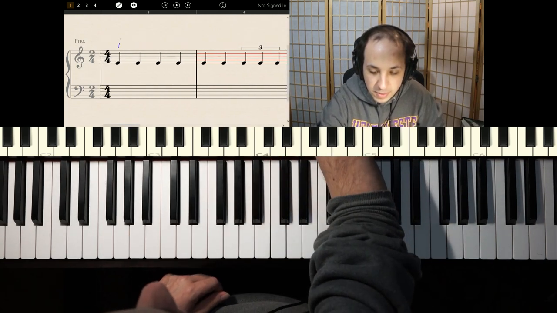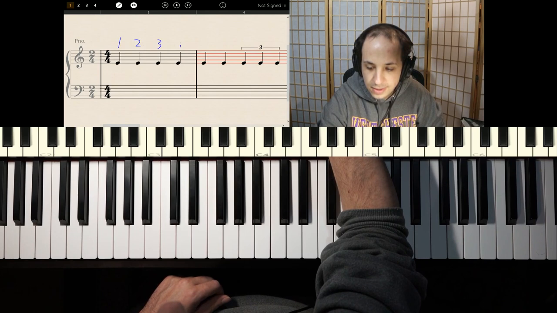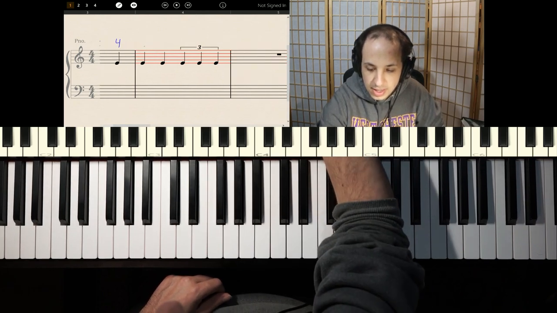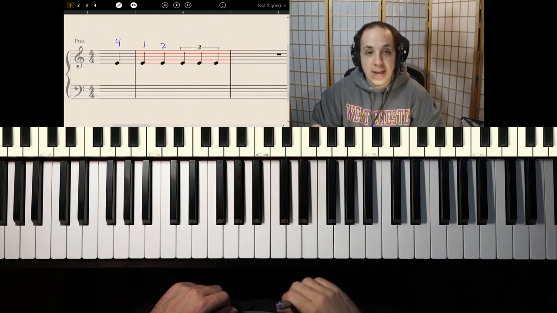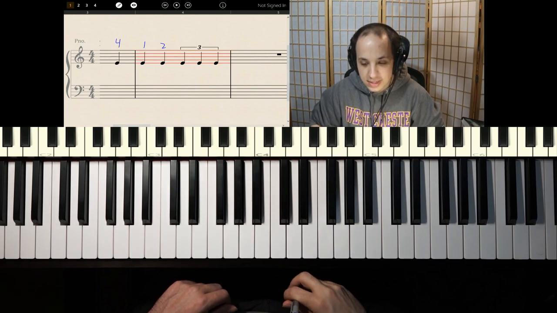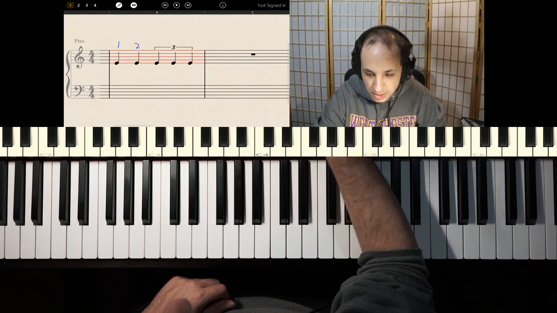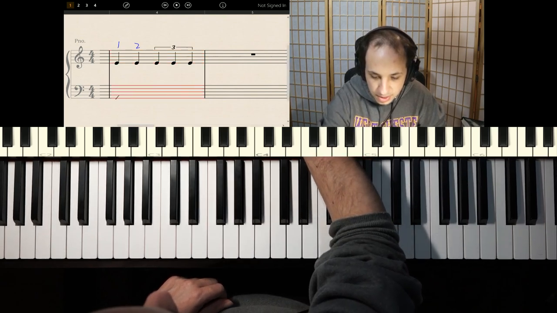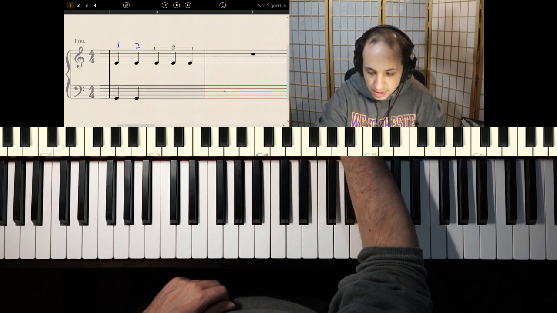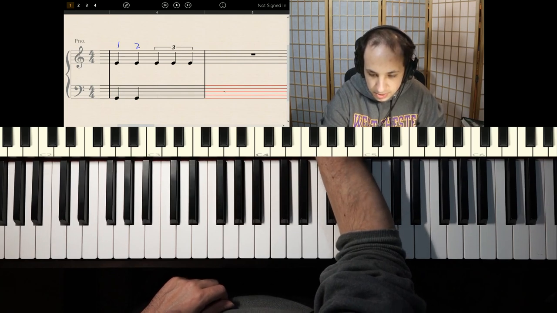But anyway, we have beat 1, 2, 3, 4, and then 1, 2, and then how am I going to count this? I would count it as, below it, I would write, let me just copy the thing so far, and then I would do.